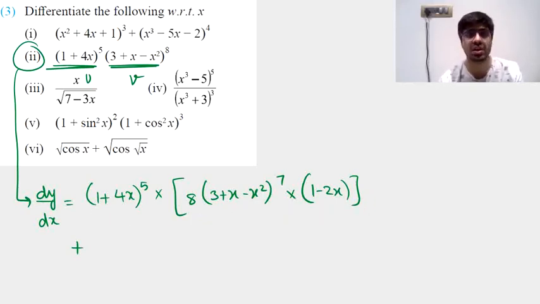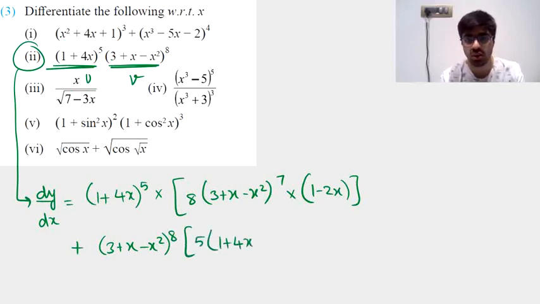Plus, okay, so far it's u into derivative of v, now it will be v into derivative of u. So v is 3 plus x minus x square power 8 into the derivative of u, that will be 5 into 1 plus 4x the whole power 4, multiplied by the derivative of the inner term, which is simply equal to 4.